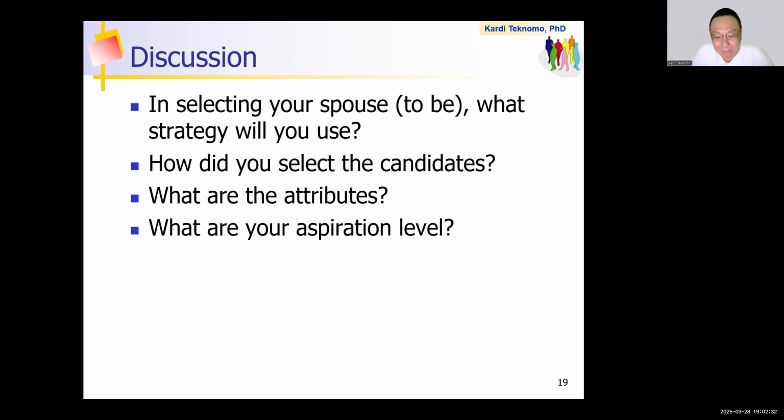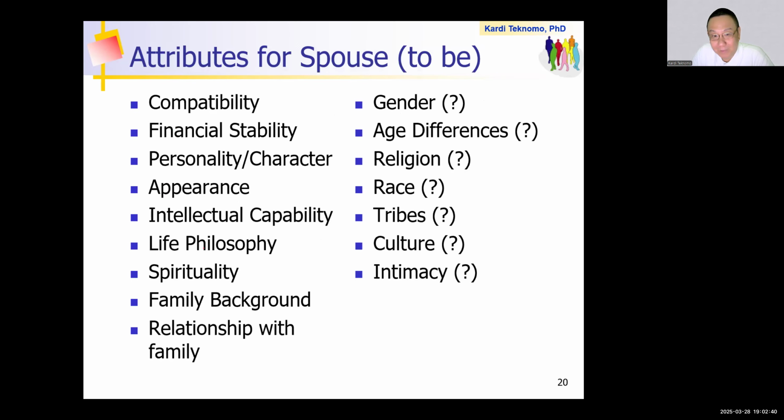Okay. So yes, this is the partial list that I put. I don't know what strategy to use. So usually we use compatibility, maybe some appearance, some character, some spirituality and family background. These are something with a question mark.